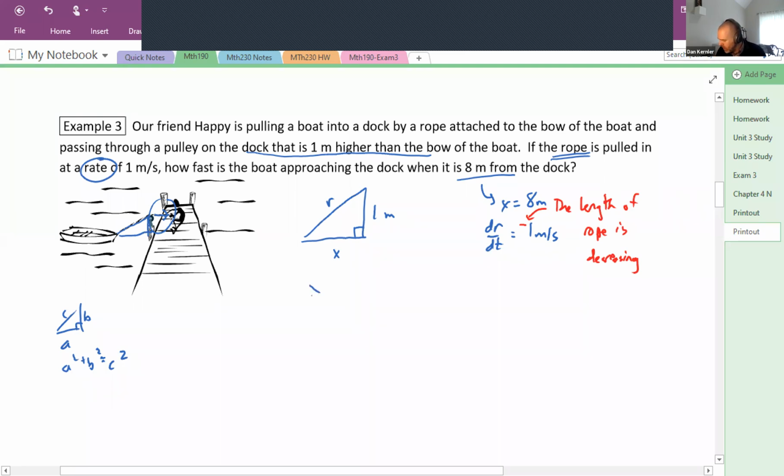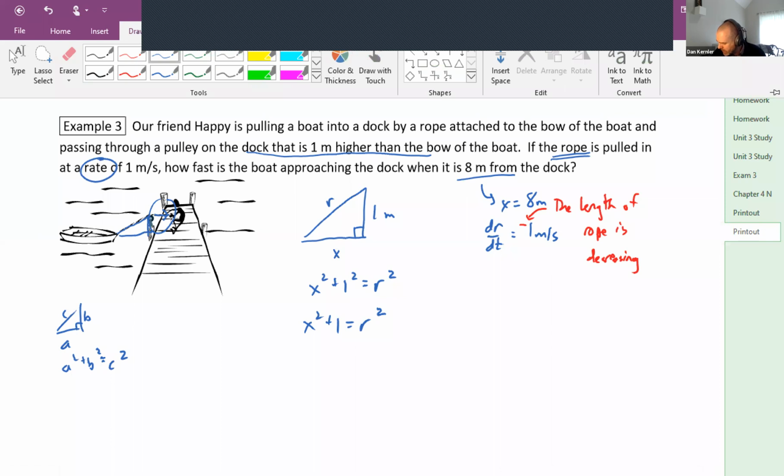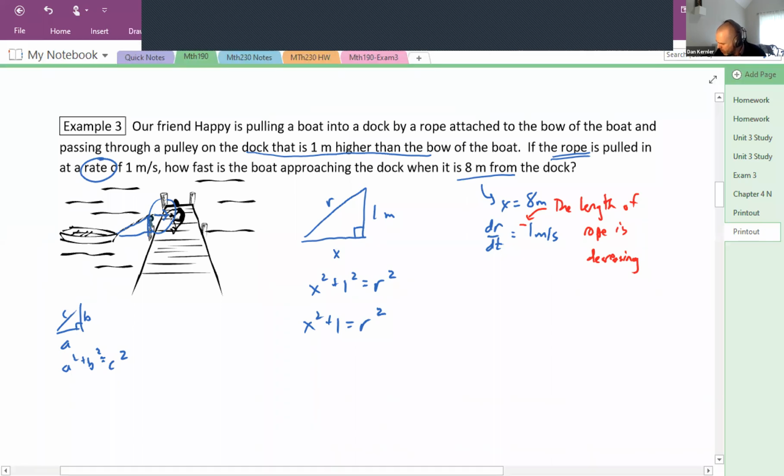And so we can use that here, x squared plus 1 squared equals r squared. There's an equation that relates our quantities. Or if we simplify it, x squared plus 1 equals r squared. So if I'm highlighting steps, by the way, here's what I would highlight. Step 1, given information. Step 2, an equation. Okay, so now once I have that equation, don't want green.